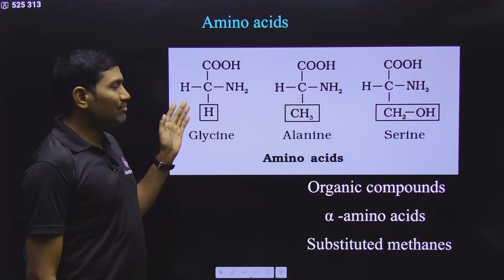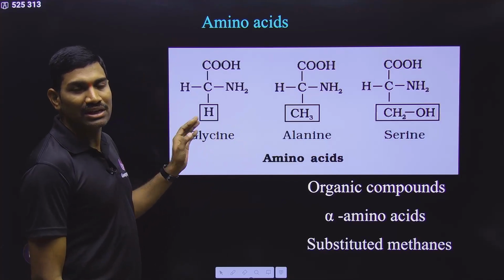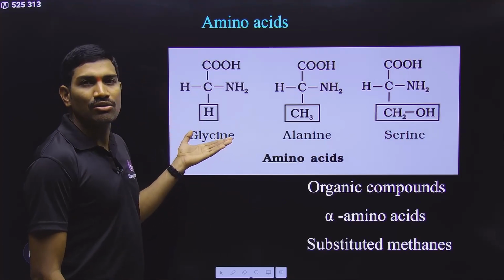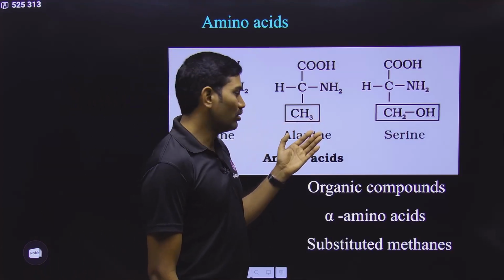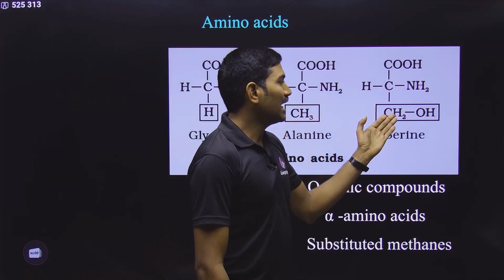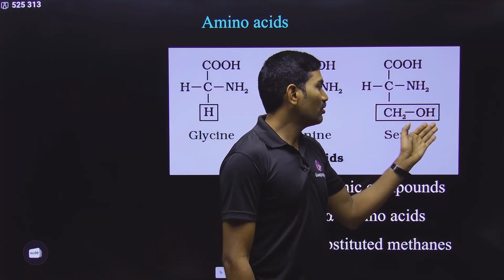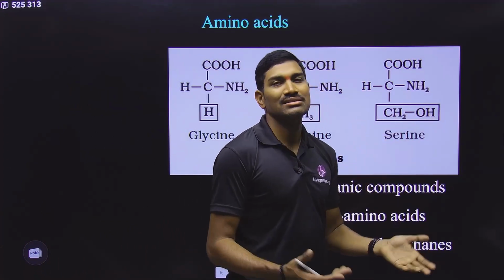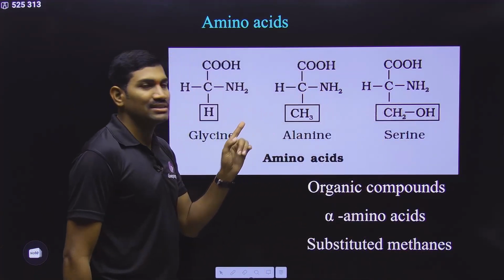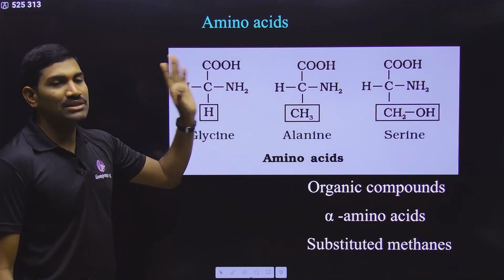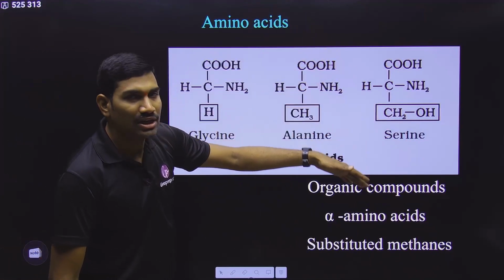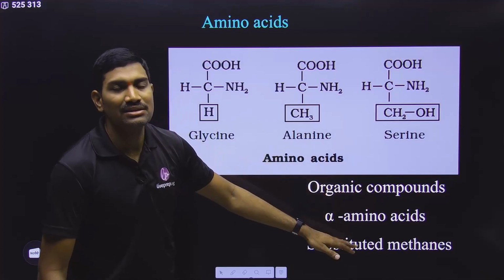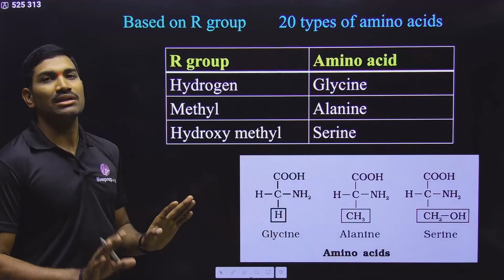So based on this, if that R group is hydrogen, now this amino acid is called glycine. If that R group is CH3, methyl group, it is called alanine. If that R group is CH2OH, means hydroxymethyl group, then it is called serine. At least these three structures they have given in NCERT. So please remember this. In this way, these amino acids are organic compounds and all these are alpha amino acids, and these are considered as substituted methanes.